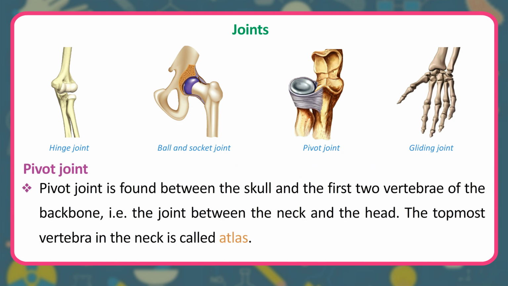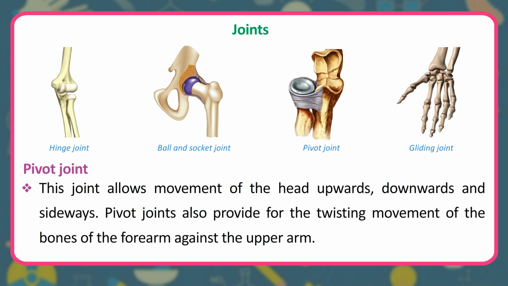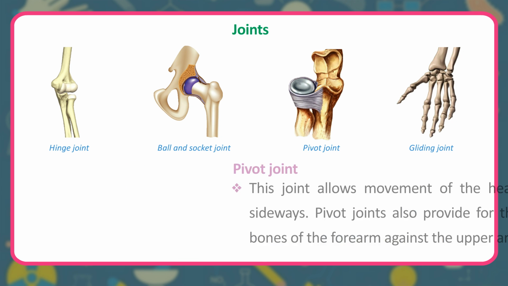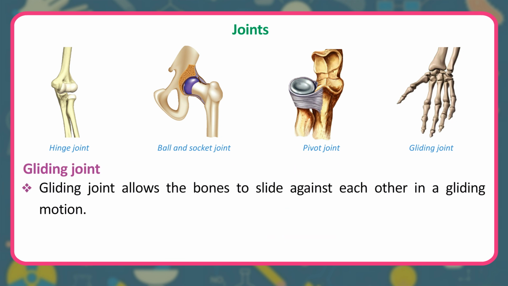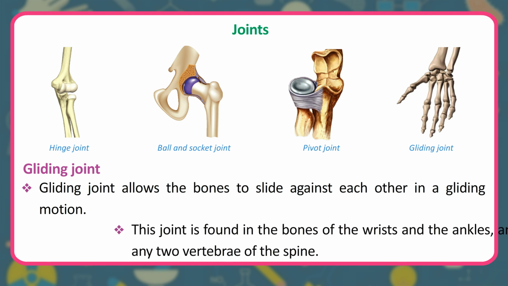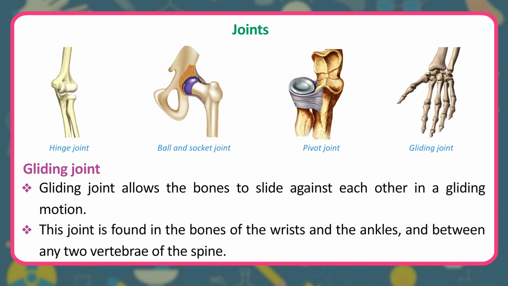Pivot joint. The pivot joint is found between the skull and the first two vertebrae of the backbone, i.e. the joint between the neck and the head. The topmost vertebra in the neck is called atlas. This joint allows movement of the head upwards, downwards and sideways. Pivot joints also provide for the twisting movement of the bones of the forearm against the upper arm. Gliding joint. A gliding joint allows the bones to slide against each other in a gliding motion. This joint is found in the bones of the wrists and the ankles, and between any two vertebrae of the spine.